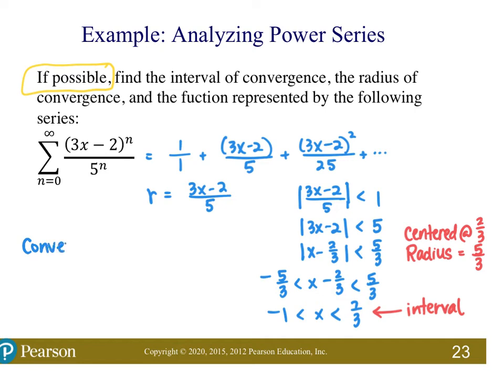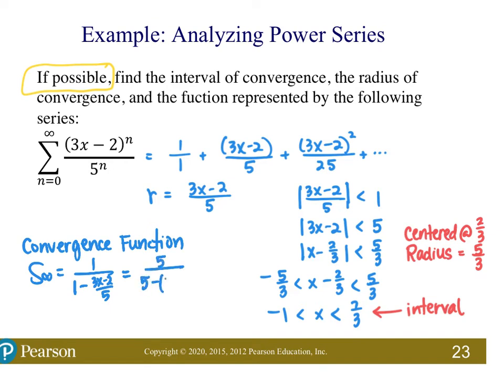So my convergence function will be the first term, which is 1, over 1 minus (3x minus 2)/5. So let's multiply everything by 5 to clean that up. That would be 5 over 5 minus the quantity 3x minus 2. So then my function would be 5 over 5 minus 3x plus 2, or 7 minus 3x.